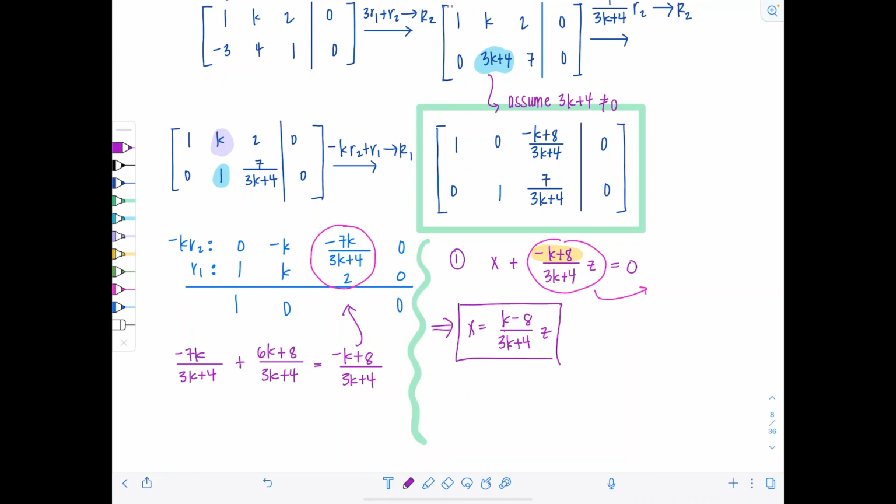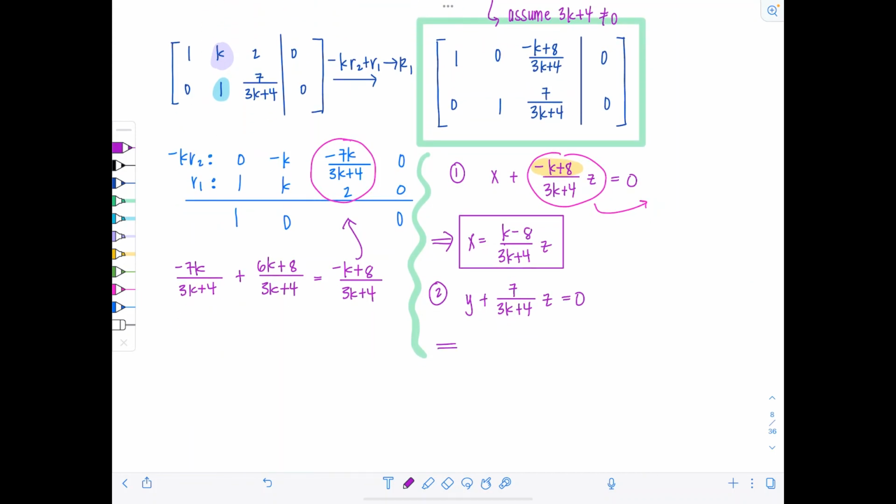And then let's see, I want a nicer box. I'm so very proud of this right here. Okay, second equation, there's no x, so y plus 7 over 3k plus 4 times z is equal to 0. And then same thing, subtracting over this term right here to the other side of the equation. Now we'll solve for y. So y equals negative 7 over 3k plus 4 times z.